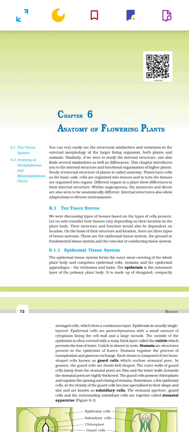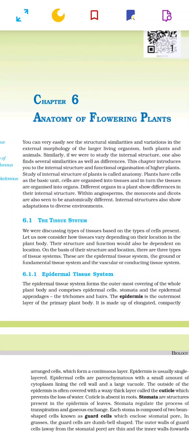You can very easily see the structural similarities and variation in the external morphology of the larger living organisms, both plants and animals. Similarly, if we were to study the internal structure, one also finds several similarities as well as differences. This chapter introduces you to the internal structural and functional organization of higher plants.